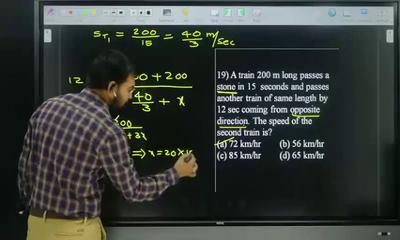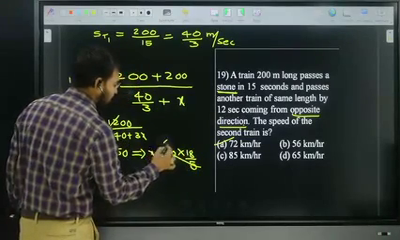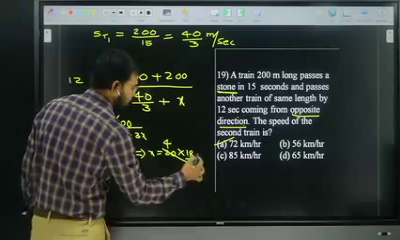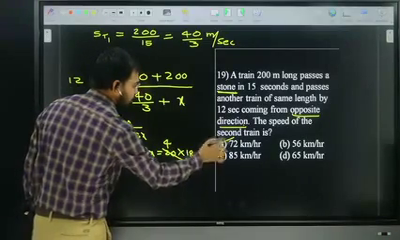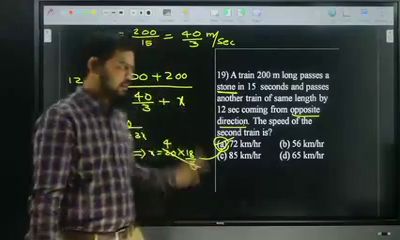They're asking kilometer per hour, na. 18 by 5. 5 fours are 20, 18 fours are 72. Your option is 72 kilometer per hour. All of you clear? Just make a note.